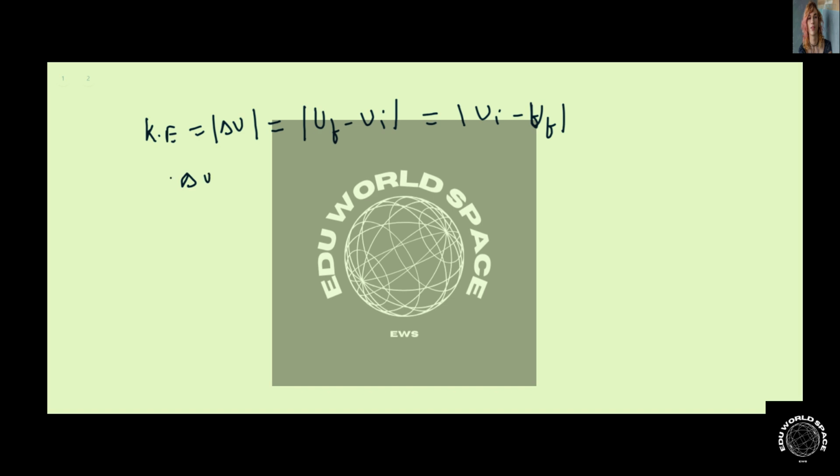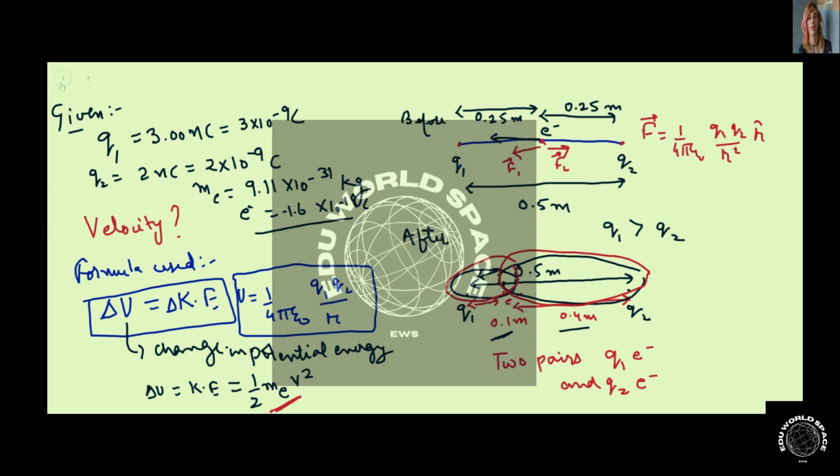So the magnitude of delta U equals the change in potential energy, UF minus UI. So let's write UF, the final one. Okay, coming back to the situation. So we have U final, this one. This is the final situation. Q1 and Q2, these are the pairs. Now the distance between Q1 and E is 0.1 meter and between Q2 and E is 0.4 meter. So using this formula, we write it again.